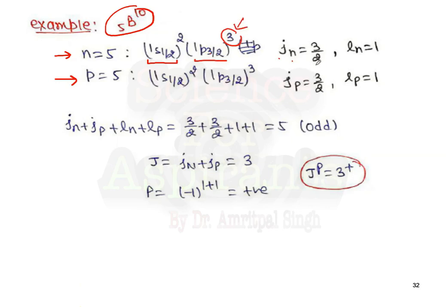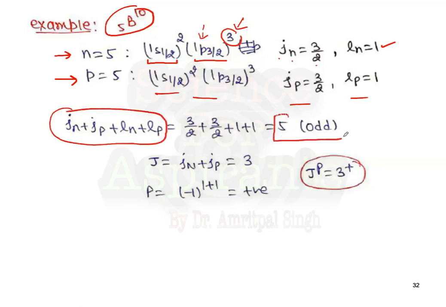So Jn will be equal to 3/2, and it is in p orbital, so Ln will be equal to 1. Similarly, same is the case for proton. So Jp and Lp values will be the same. So when we add up all these 4 terms, it is coming out to be 5.